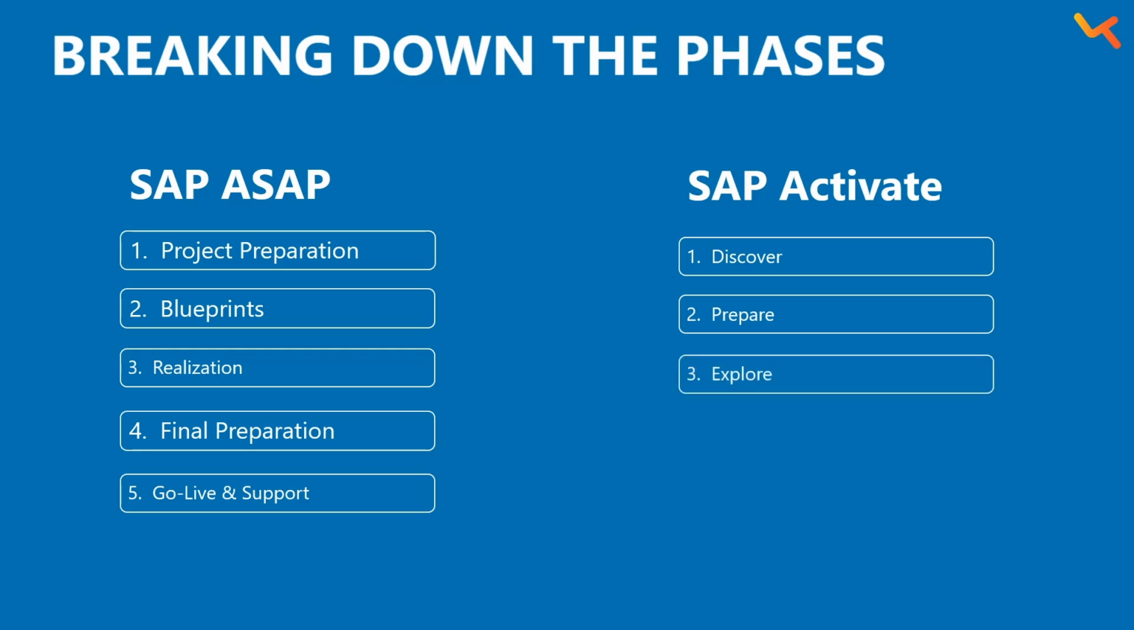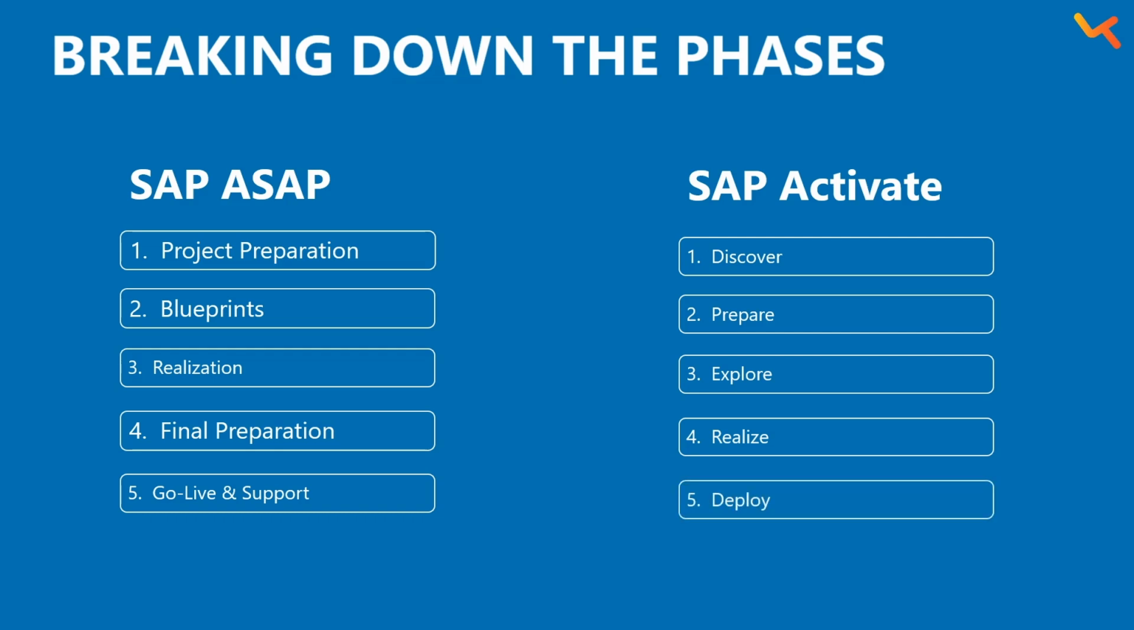In this step, you analyze how well your business needs match up with how SAP usually works, focusing on the best practices. The next phase is realize. Now you actually build and configure your SAP system based on your defined requirements. The next phase is deploy. Here you prepare to turn on your system, move your data over, and do some final testing. The last phase in SAP Activate is run. Just like ASAP, this is where you manage your live system, help your team if they get stuck, and keep improving things over the time.